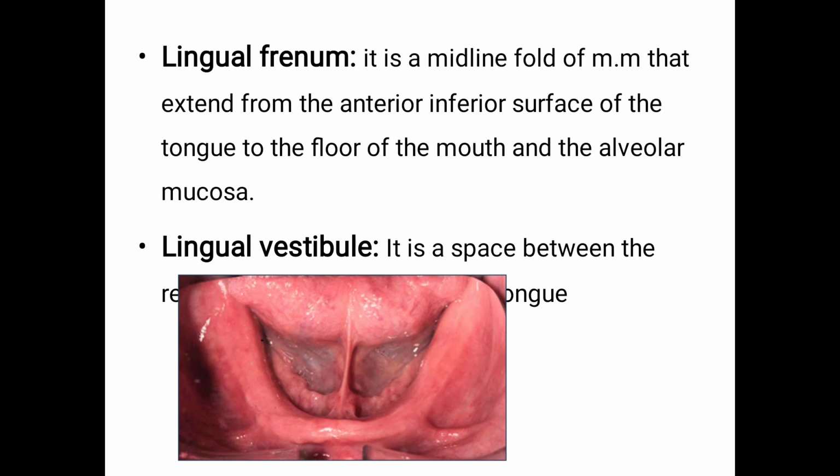We have an additional lingual frenum that we did not have in the maxilla, because the lingual frenum here is a midline fold of mucous membrane, as you see. It starts from the inferior surface of the tongue to the floor of the mouth. All of this is the lingual frenum. As we have the lingual frenum, we also have the lingual vestibule. This is the space between the residual ridge and the tongue. This is the lingual vestibule.